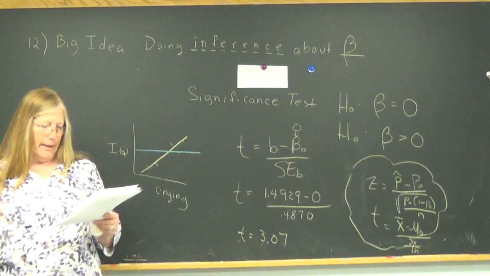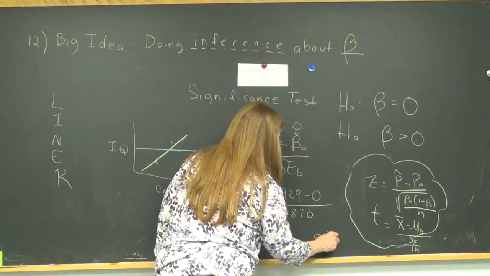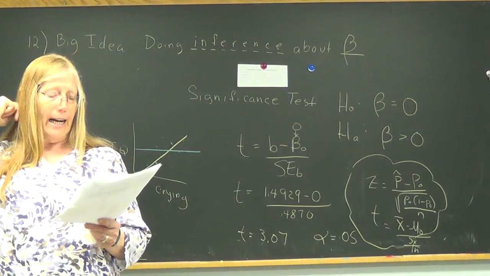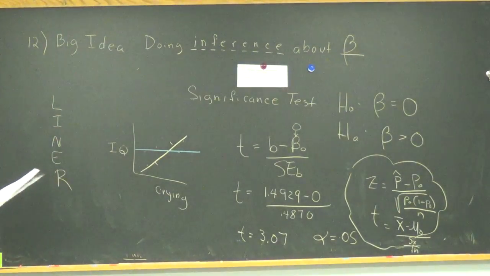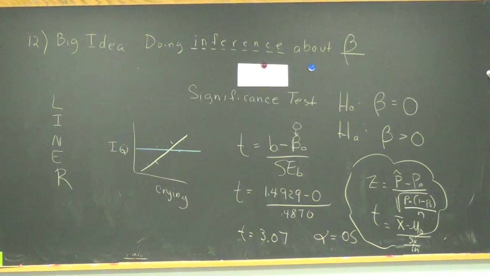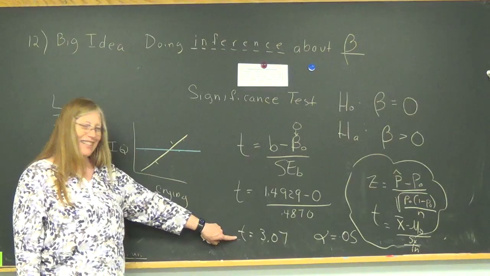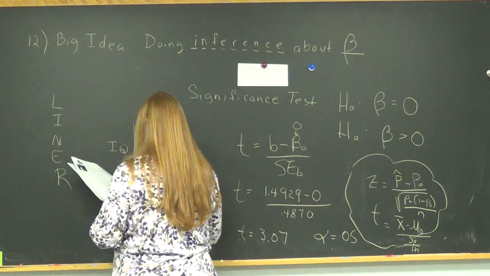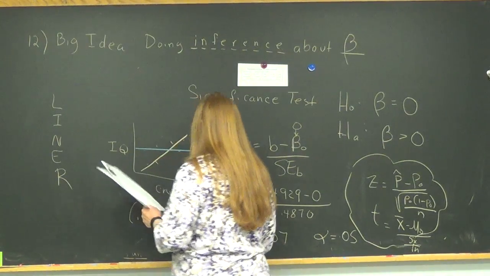All right, how many degrees of freedom? We'll say alpha is 0.05. So we need to go to our chart. It's 36. Go to 36 degrees of freedom on your chart. The p-value is 0.0025.